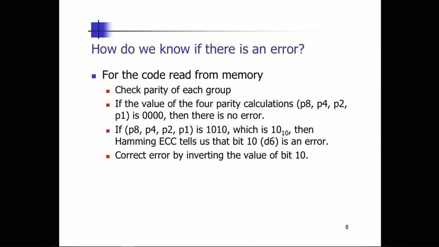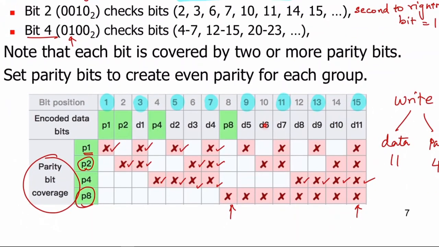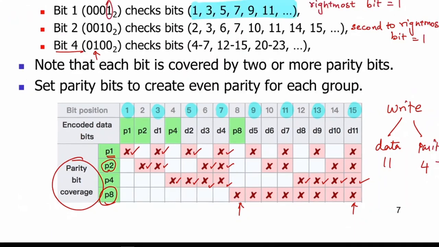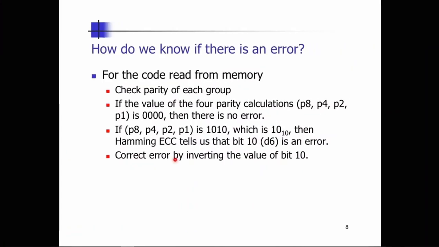And at location 10, as you can see, we have bit D6. So if we know that particular bit is in error, all we need to do is flip that bit from 0 to 1 or 1 to 0, and we have corrected the code. So correct the error by simply inverting the value of bit 10. That's how this process allows us to detect one error and correct one error. So SEC, single error correction.